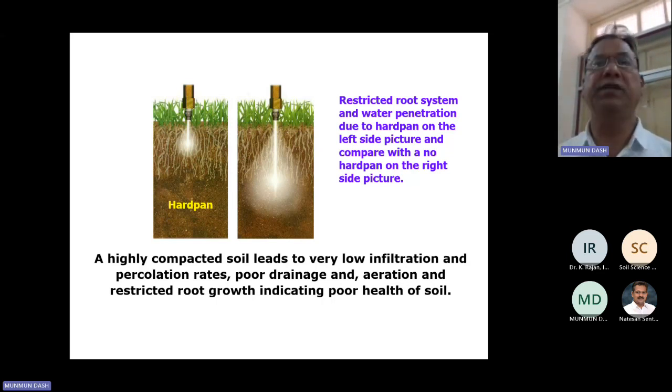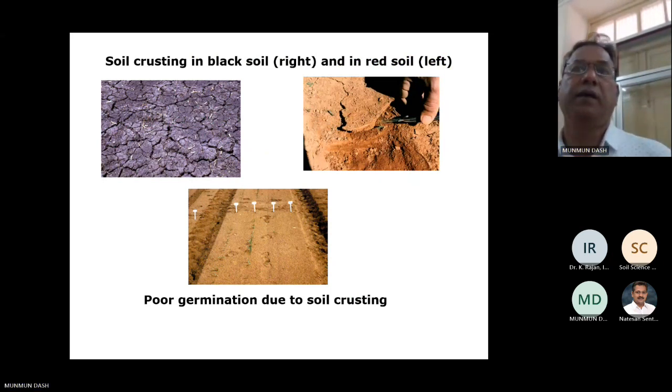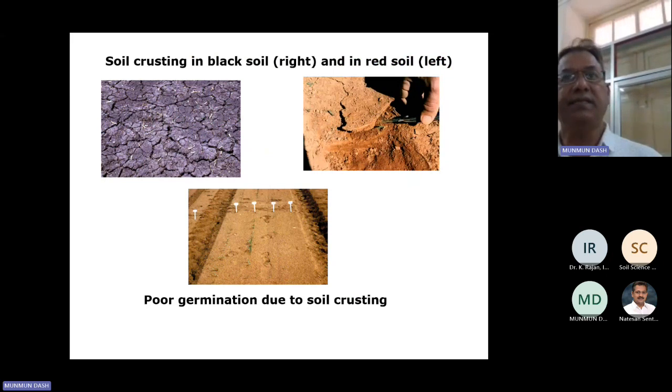In relation to hardness, another important indicator is soil crusting. Soil crusting is directly related to seeding: seed size, seed development, and germination. This is the third important indicator among the physical parameters.